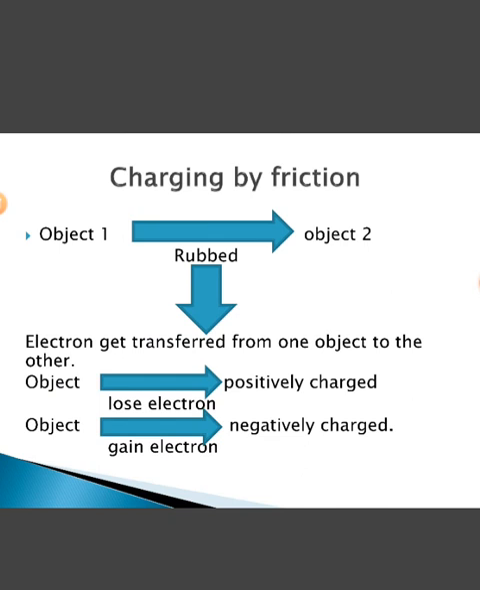Now, if you have object 1, you rub it with object 2. Rubbing them together, electrons get transferred from one object to the other. That is, the first object, object 1, if it is positively charged, it loses electrons. Object 2, if it is negatively charged, it gains electrons.